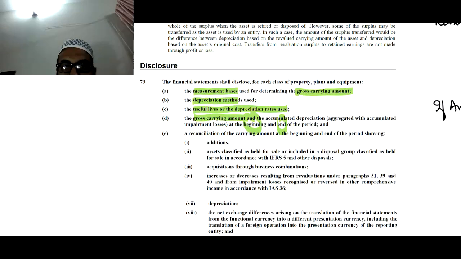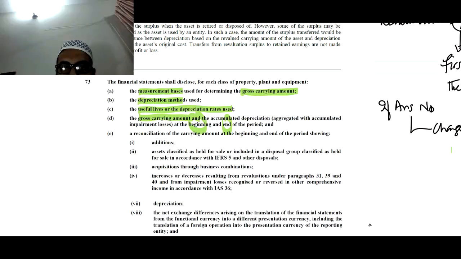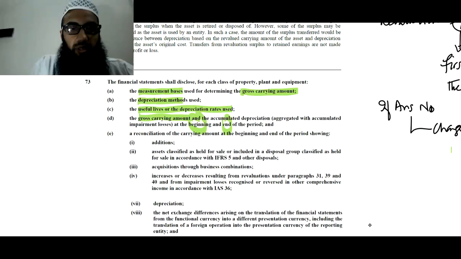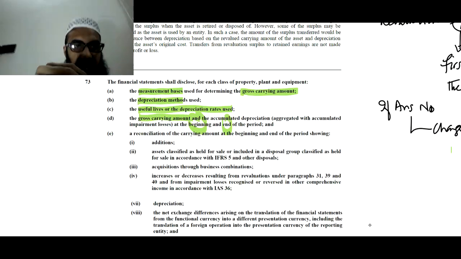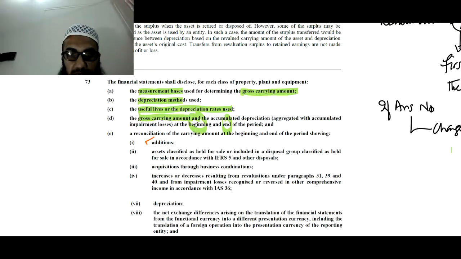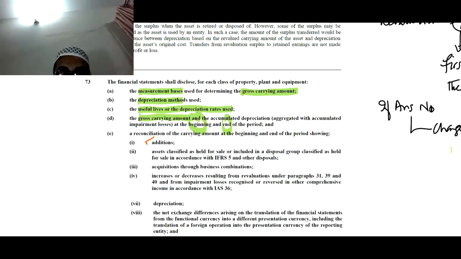A reconciliation of the carrying amount at the beginning and end of the period. We have written addition, transfers, etc. What are these? Addition. We have written it as addition. We have just made the addition. हमने अभी अभी addition लिखी है.